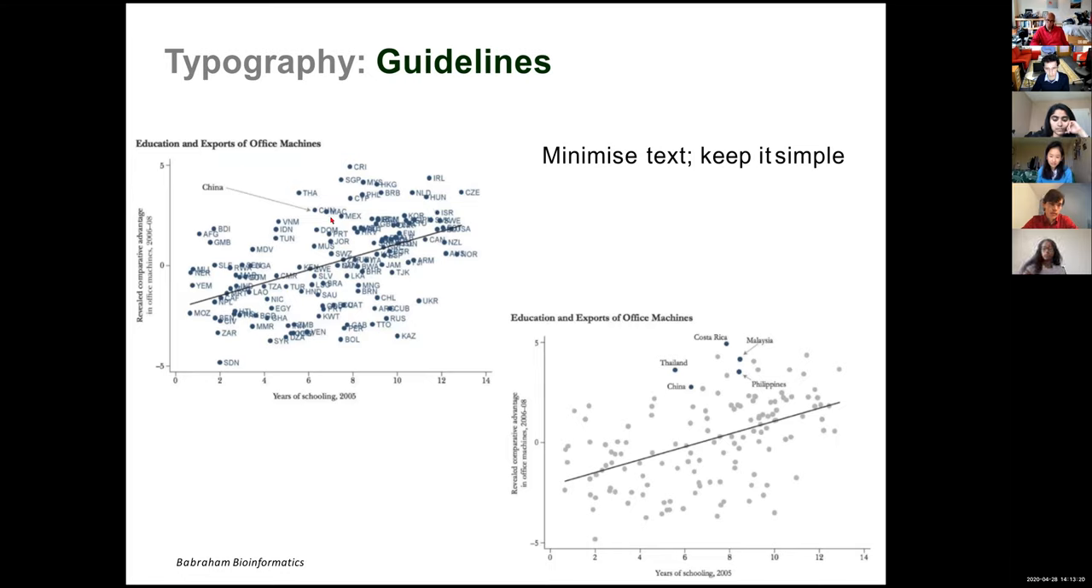China is here, for example. But in fact, if I want to compare, I don't know, five different countries that I care about and that I talk about in the text, this is the way to do it. You write out the full name. Avoid the use of acronyms.